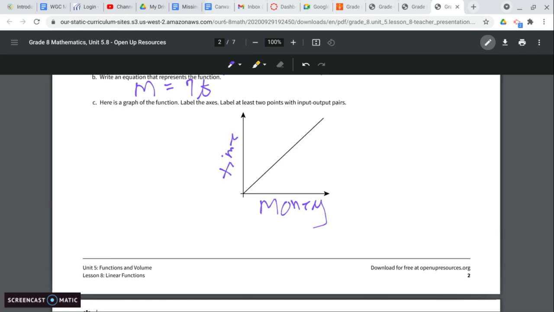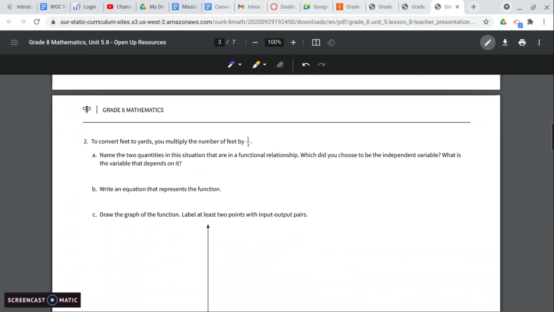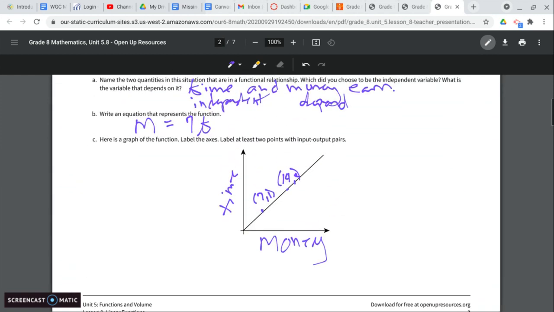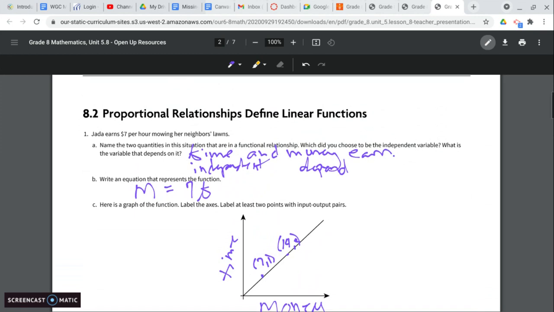And so we could have a point here. Let's say it's 7, 1. And then we could also have 14, 2. So there are a couple points, and that's just plugging in some value of time to get a monetary amount. Okay.